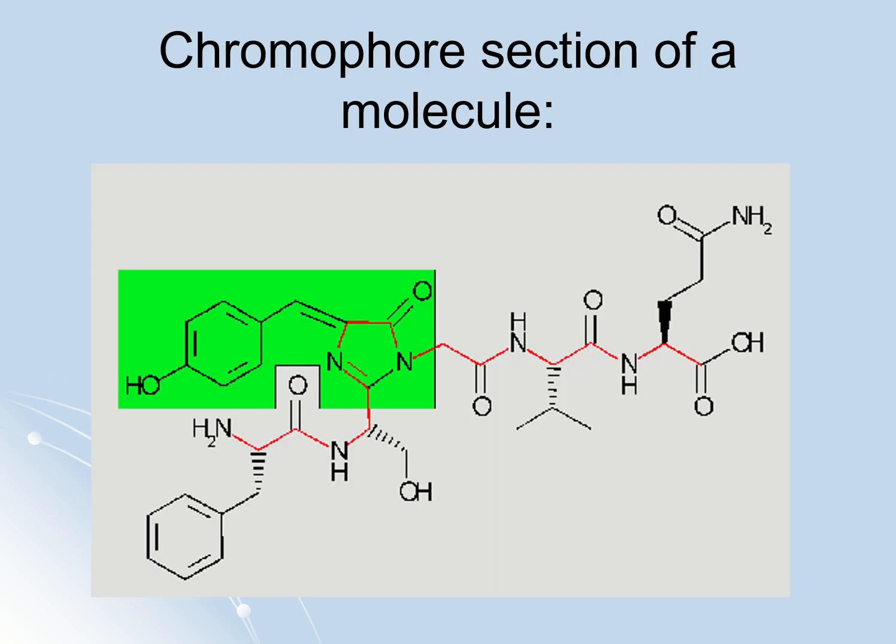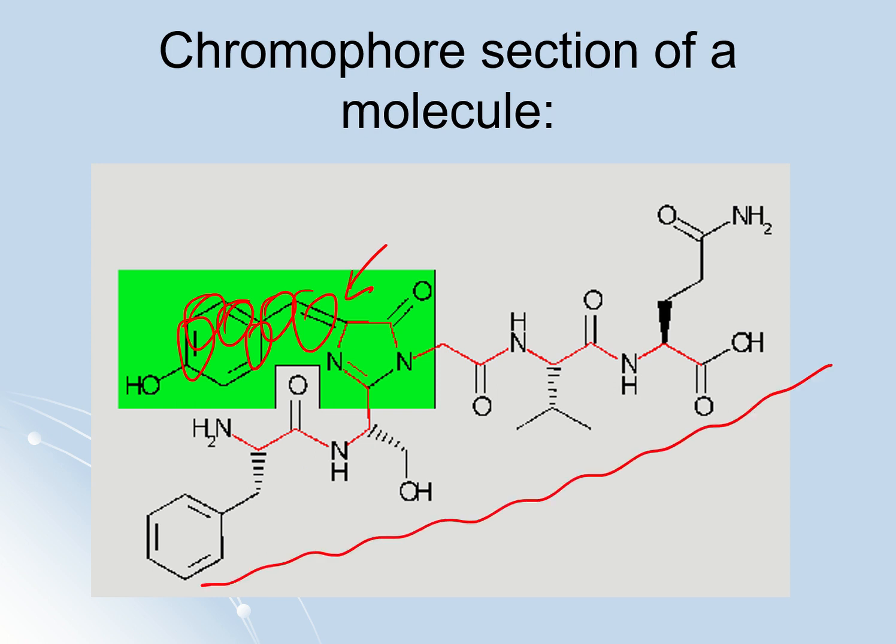Okay, so here's an example of one here. You can see alternating double, single, double, single, double, single bonds throughout that structure. This green area is the chromophore. The rest of the molecule just does what the molecule is designed to do.